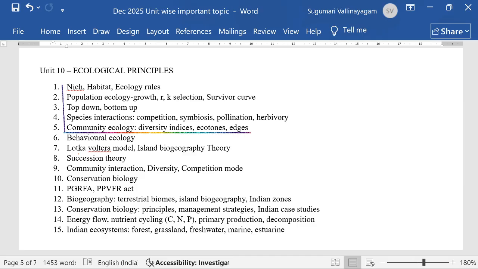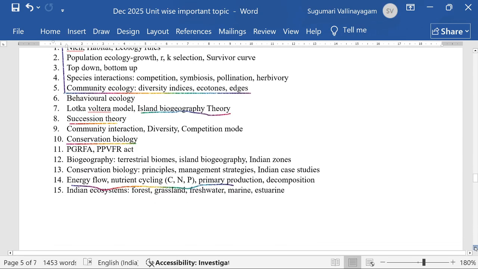Next, succession theory is the most important one. Island biogeography theory is also important, and conservation biology, where they are conserving, and Indian conservation, which we should study. Energy flow and nutrient cycles are also very important. Here I am listing only the important topics, not the whole syllabus.